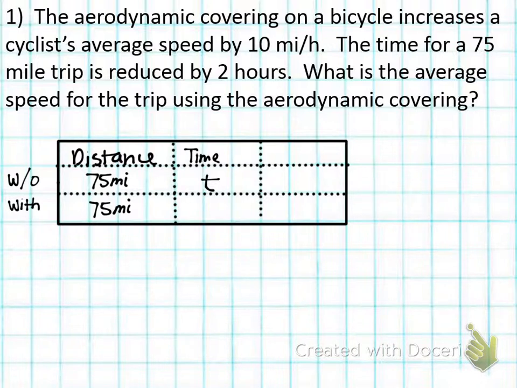But what if the biker has the covering? Well, look at the second sentence. The time for a 75-mile trip is reduced by 2 hours. So there you go. So t minus 2, right? Does the biker go faster with the covering or slower? So does that mean it takes more time or less time? How much less time? 2 hours. Good. So how would I write that again? T minus 2, okay? So I'm going to write down t minus 2 here.